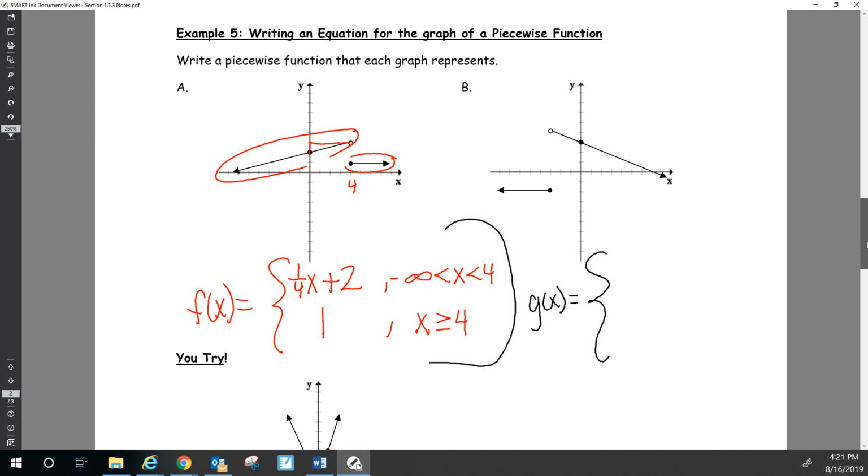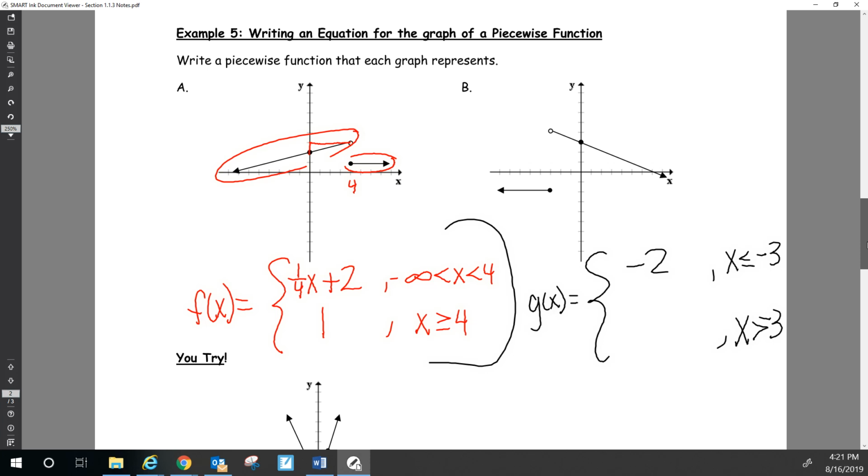The first piece is when x is less than or equal to negative 3. The other piece, so I can make that a little nicer, negative 3. The other piece is when x is strictly greater than negative 3. All right, when x is less than or equal to negative 3, we've got this constant function where y is equal to negative 2. So y is equal to negative 2 when x is less than or equal to negative 3.